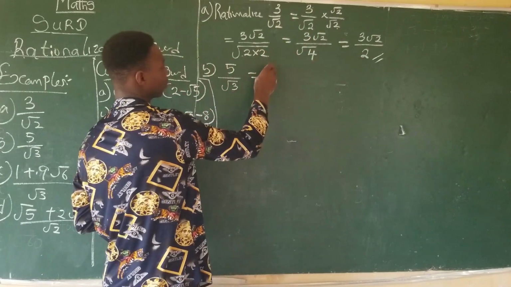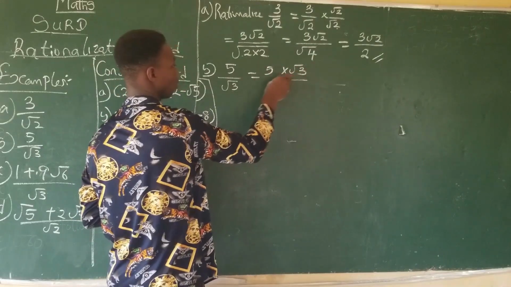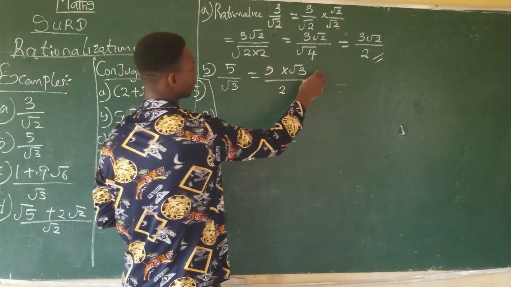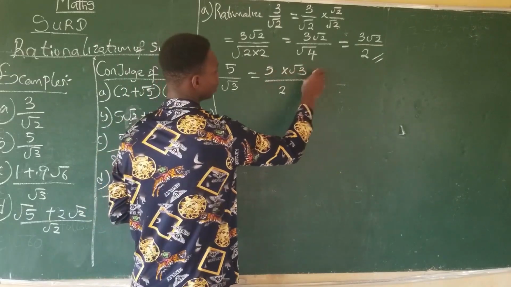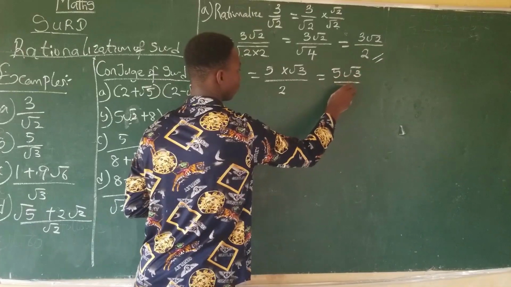So from this part of it, we can say 5 times root 3 all over 2. So from this part, the final answer for here is what? 5 root 3 all over 2.